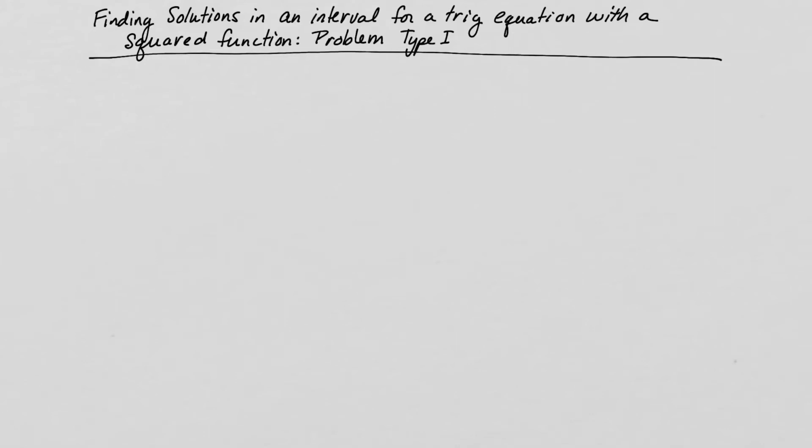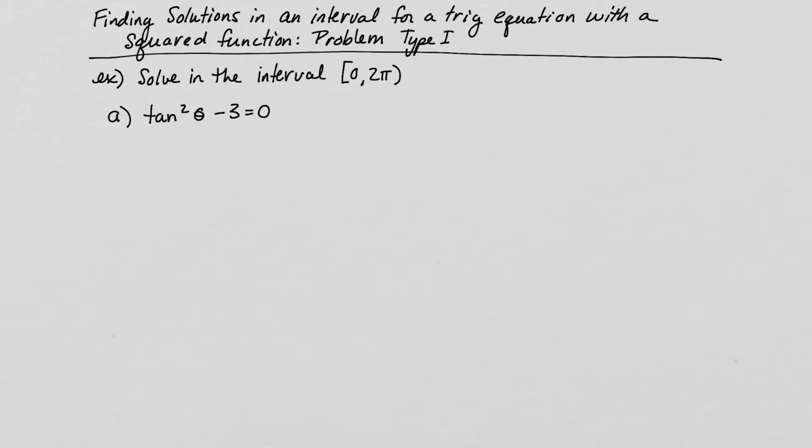So in this video, we are going to look at trying to solve equations where we have to factor things. So for example, if I have here, solve in the interval 0 to 2 pi, the first one here, tangent squared theta minus 3 equals 0.